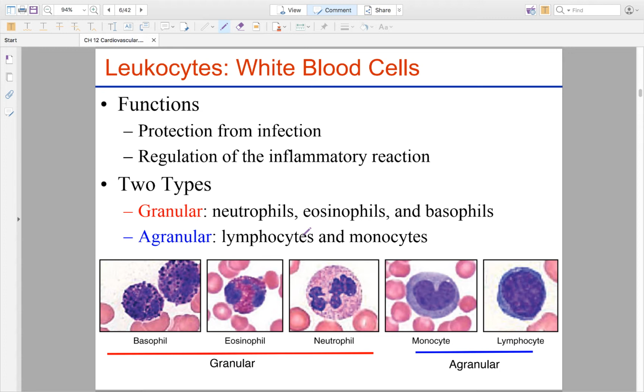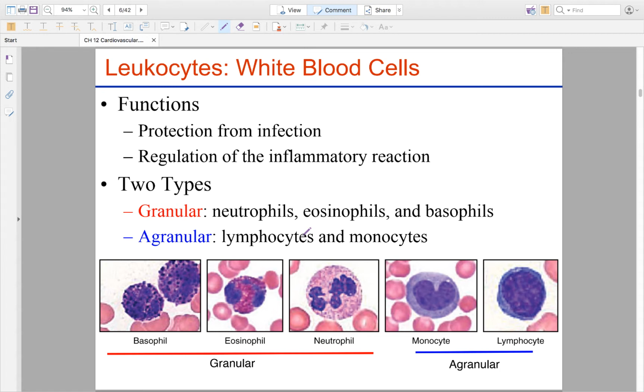For example, AIDS patients, they have an incredibly low white blood cell count. Therefore, they don't have an immune system, not a fully functional one. All right. So they protect from infection, and of course they have a role in the inflammatory reaction.